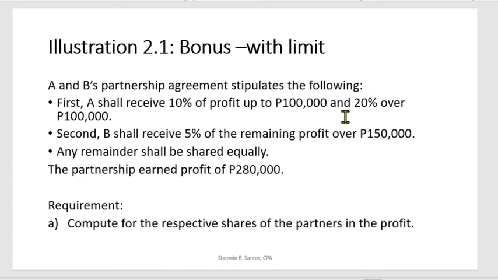Next, second, B shall receive 5% of the remaining profit over 150. So, kung sobra doon sa 150, of the remaining profit over 150, 5% nun ay marireceive ni B. Next, any remainder will be shared equally. So, the partnership profit daw ay 280,000.